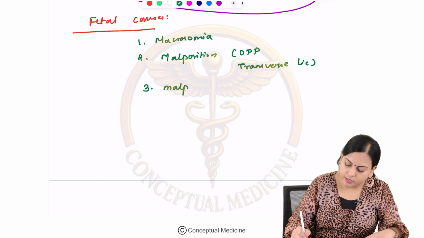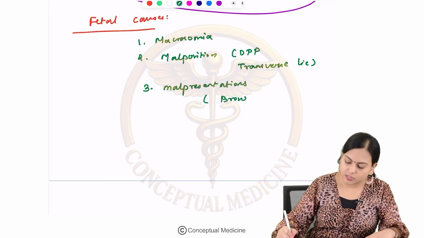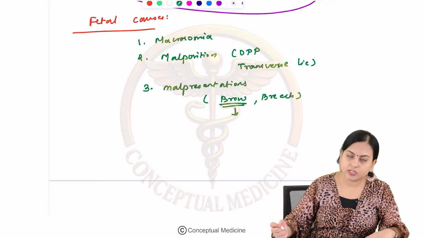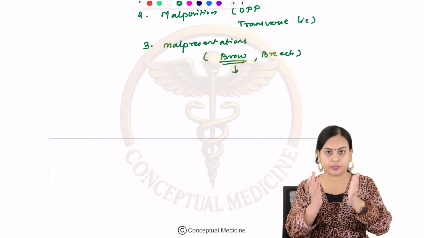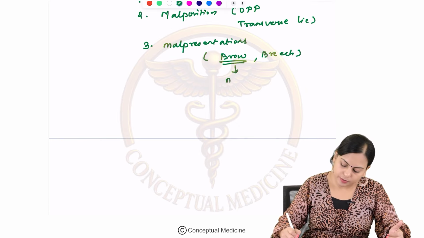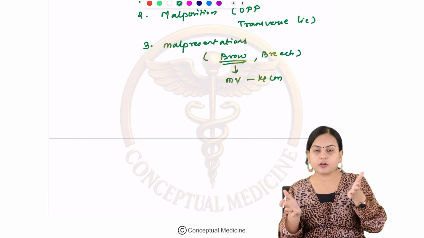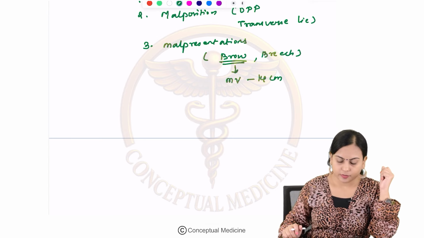Then malpresentations also. What are the types of malpresentations? See, brow presentation, breech presentation, like this, because in brow presentation the largest diameter of the fetal skull is going to present, right? So, it is going to be the mentovertical diameter, which is around 14 centimeters. So, when this long a diameter is going to present, then definitely it can lead to cephalopelvic disproportion, right?